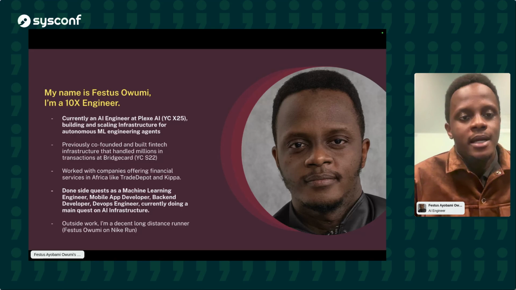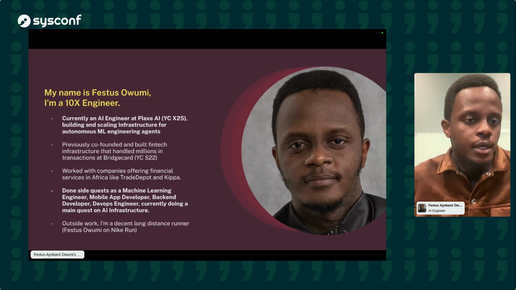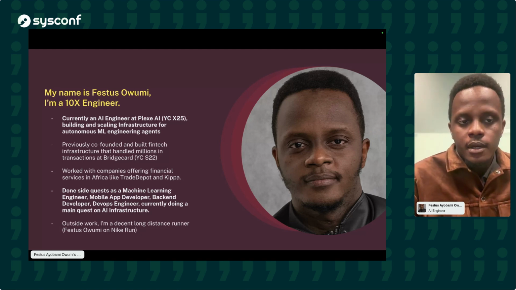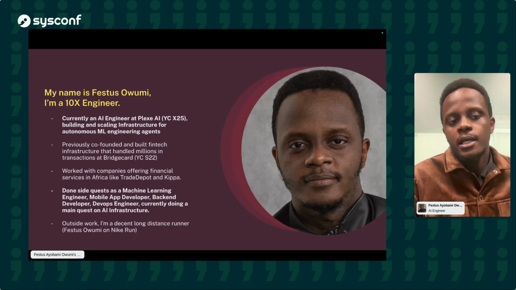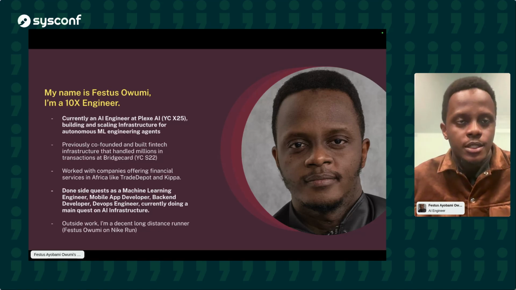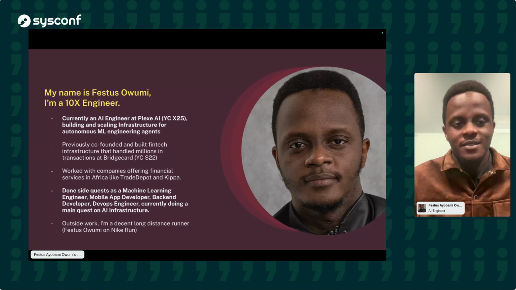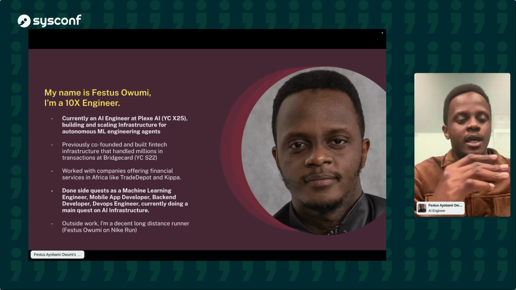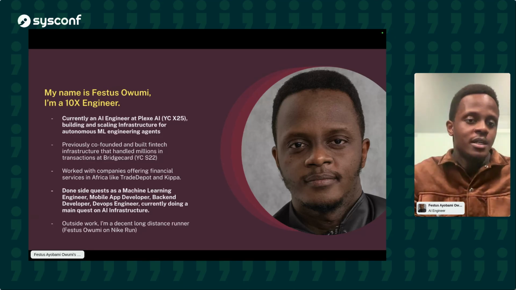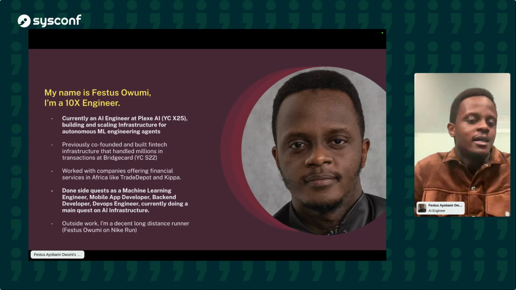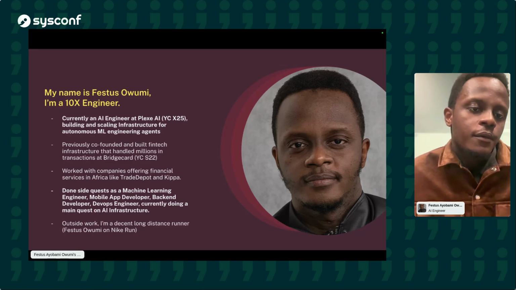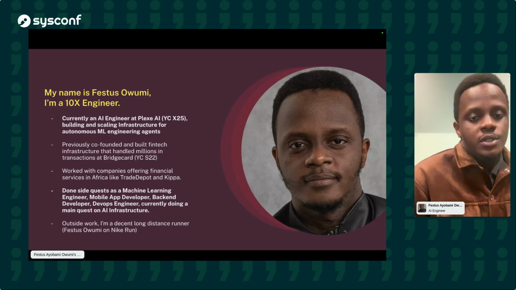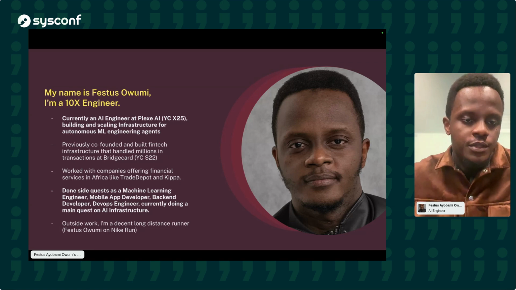So who am I? My name is Festus. I'm a 10x engineer. I'm currently an AI engineer at Plexi, YCX25. What we do at Plexi is build and scale infrastructure for autonomous ML engineering agents. In short, you can prompt the models and they help you build a machine learning model from end to end, from feature engineering down to the end. I previously co-founded and built fintech infrastructure that handled millions of transactions at Bridgecard, and I've worked at companies providing financial services in Africa.